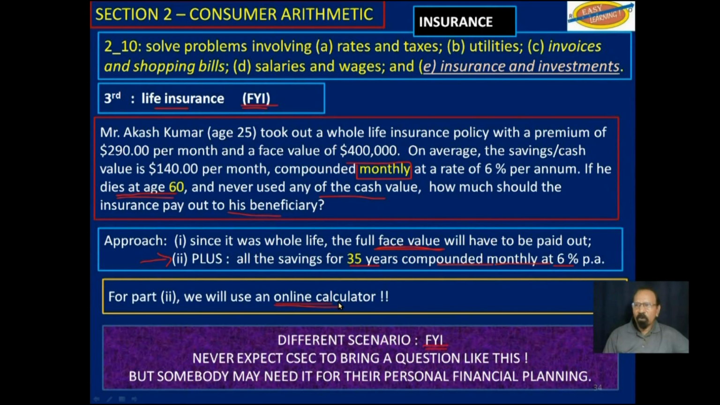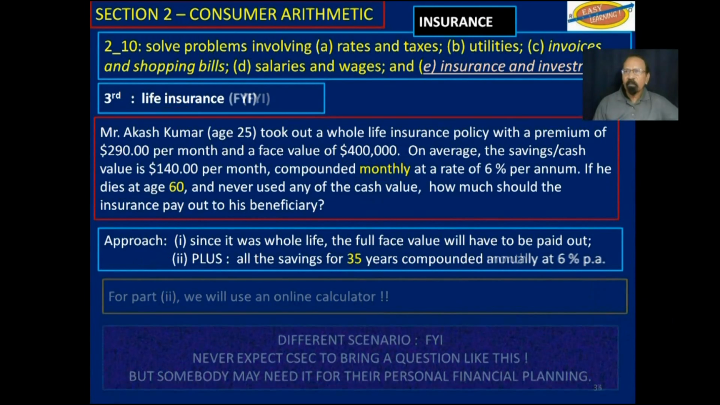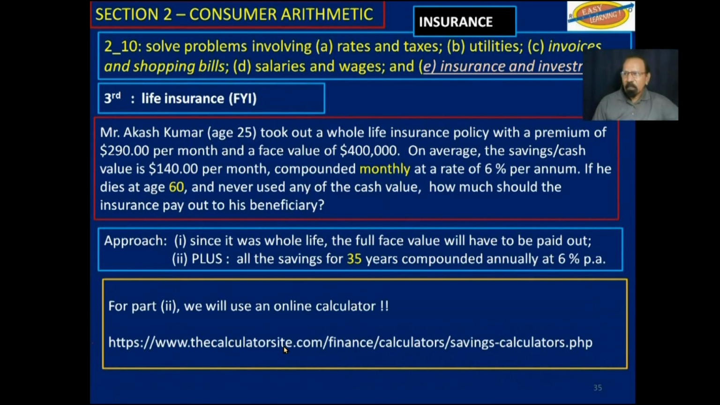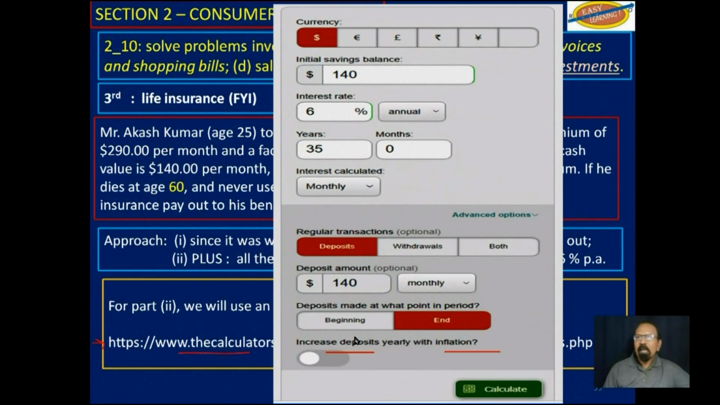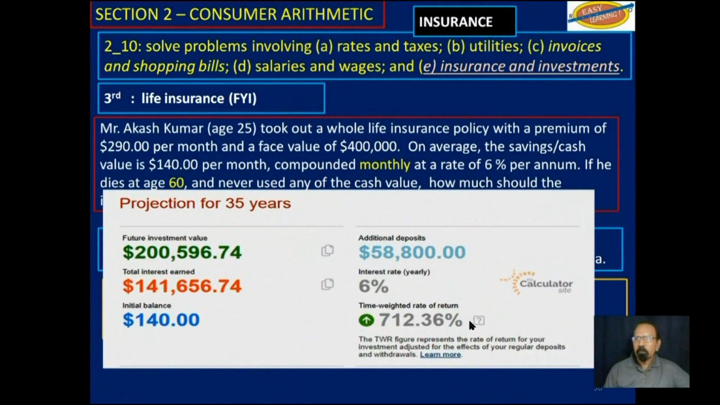So in this case, we are going to go online. Remember, I told you, you are doing this not just for CXC, but for your general education. So if you go online, you could find that here. I will post this in the description of this video. And you enter the savings, the interest, the years, calculated monthly, and you press calculate. This is what comes up. That grows to $200,596.72. That's your amount, your $140 a month plus interest.